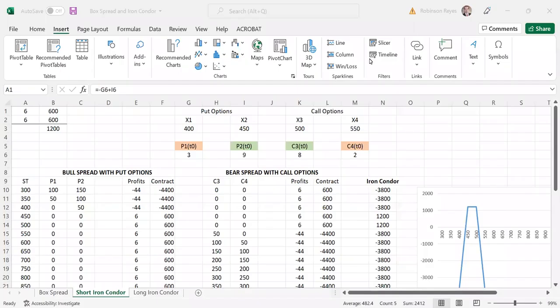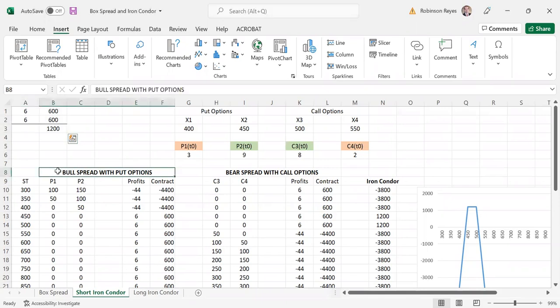Hi to all. So in the previous video, we formed a short iron condor, which basically started with a net short position. We ended up with cash in our pockets, but we may form an iron condor in a different way as well, which is a long iron condor. In contrast to what we did here, where we chose a bull spread, we formed a bull spread with put options and a bear spread with call options.